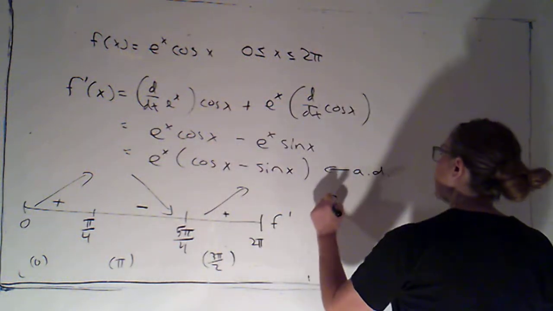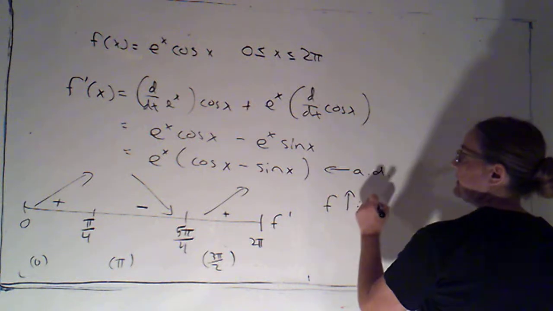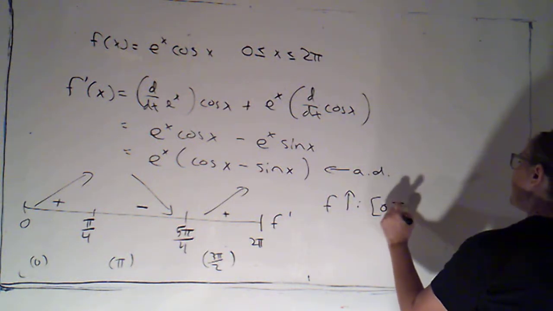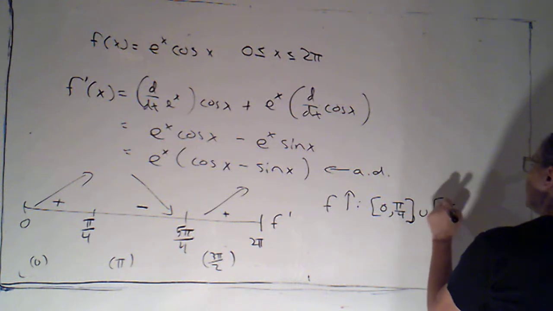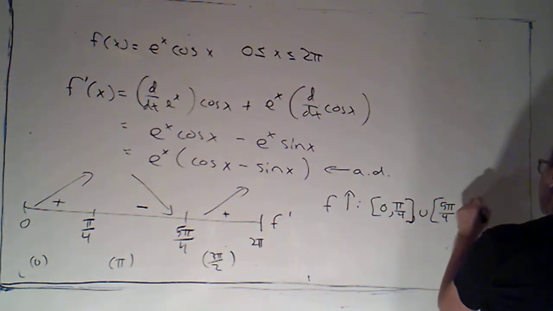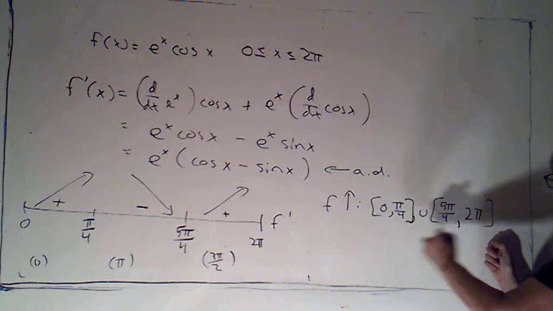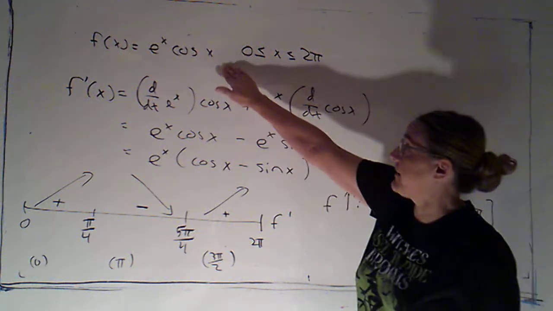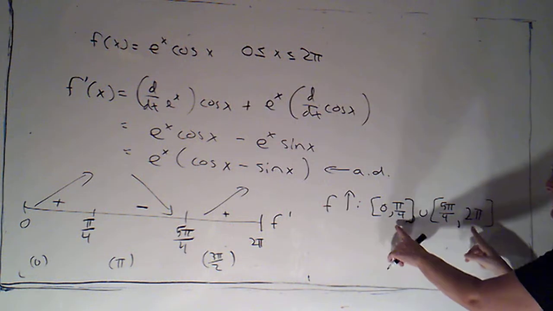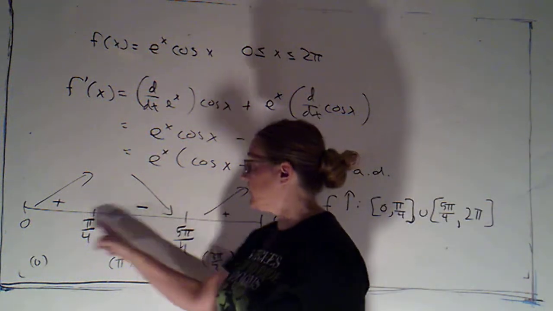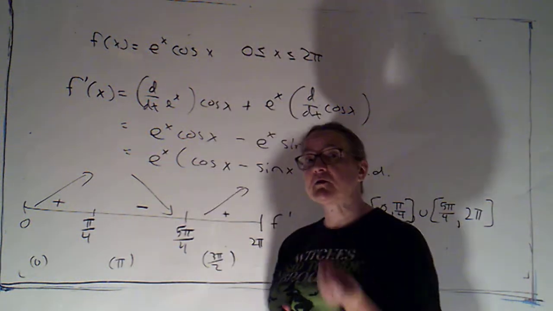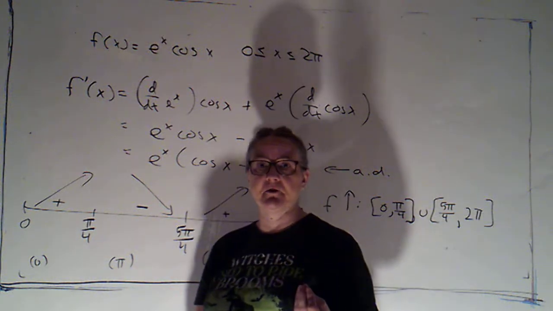So I can say that f is going to be increasing from 0 to pi over 4, union from 5 pi over 4 to 2 pi. And remember, if we have a continuous function, and this is definitely continuous, then even though the derivative is not positive at these critical numbers, we include those finite numbers in our interval.